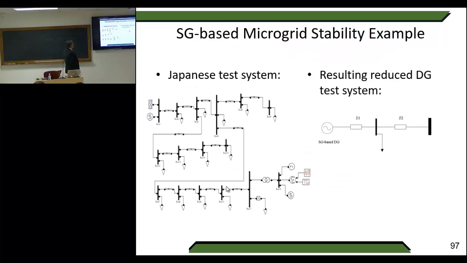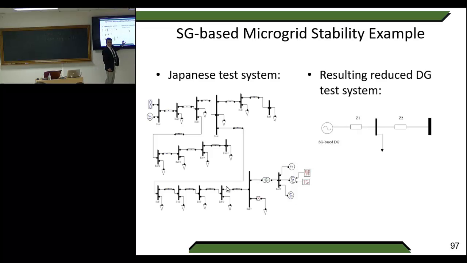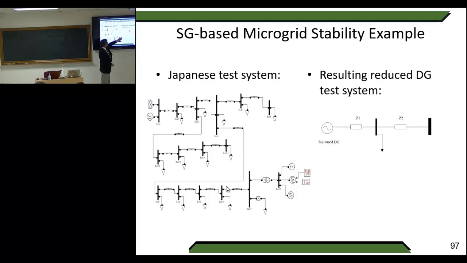They convert the Japanese test system to this basic network with two impedances, the load and the SG and the connection to the network.